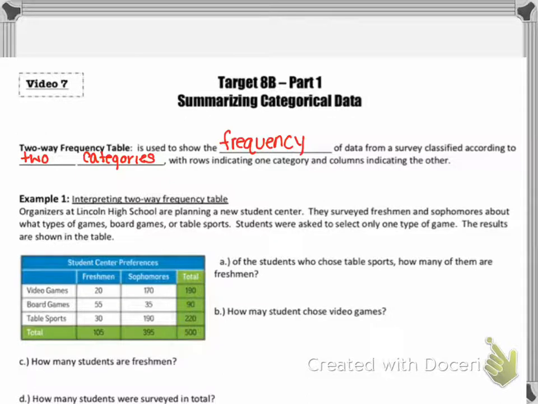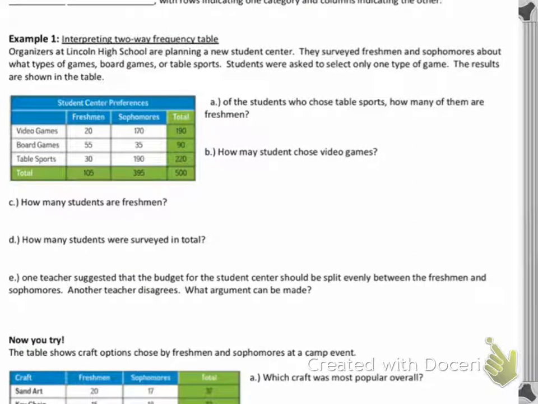So looking at our first example, I'm going to actually go to the next page here because I got more room. It says, organizers at Lincoln High School are planning a new student center. They surveyed freshmen and sophomores about what video games, board games, or table sports they would want. Students were asked to select only one type of game, and the results are shown below. So we're just going to start with, well, how do we read these tables?